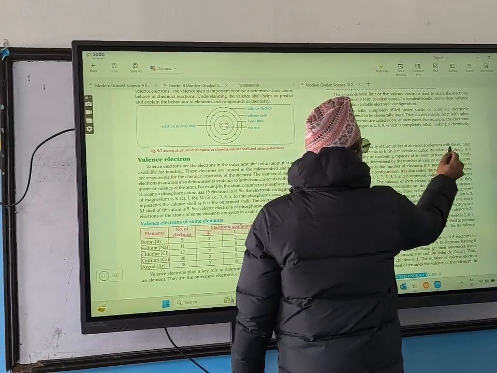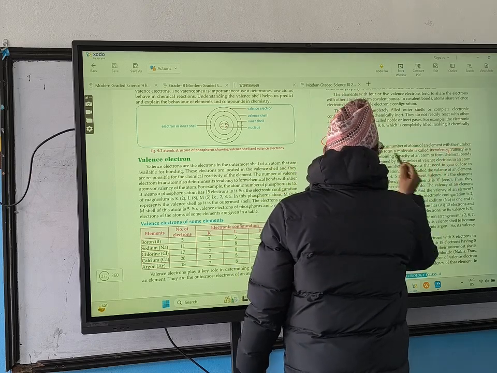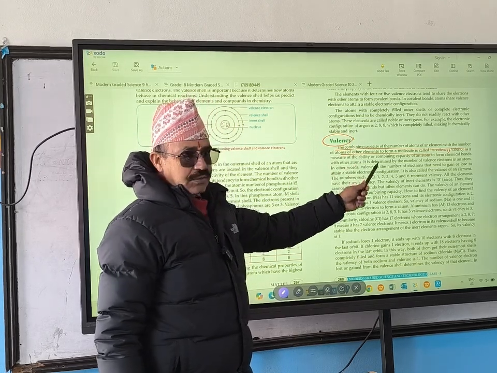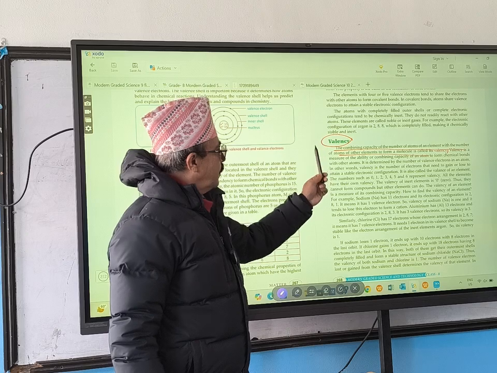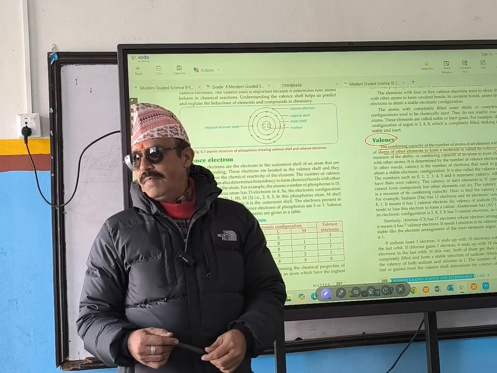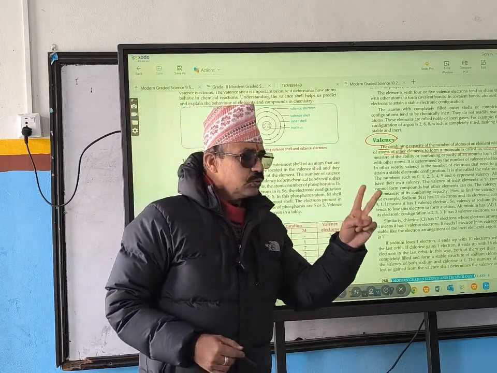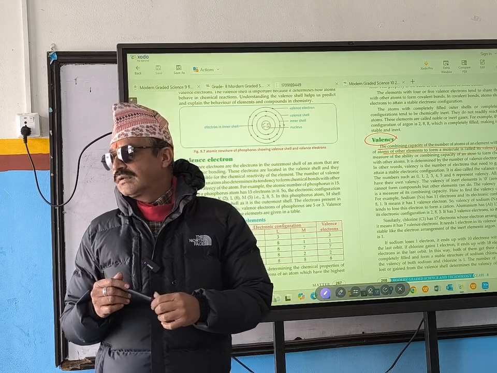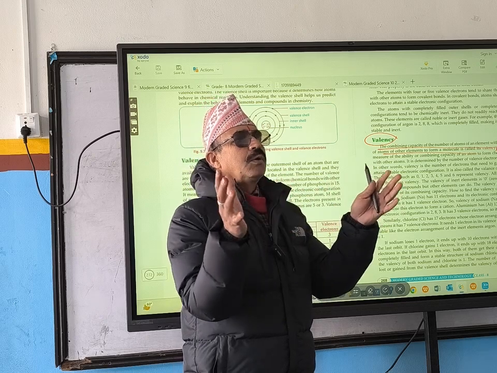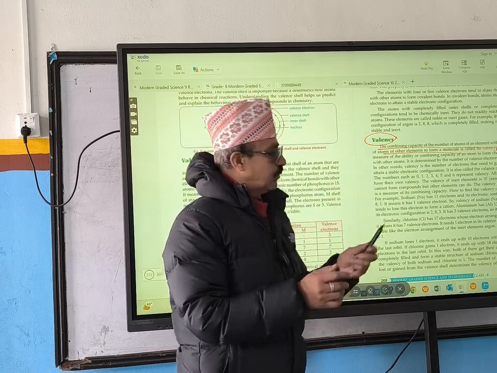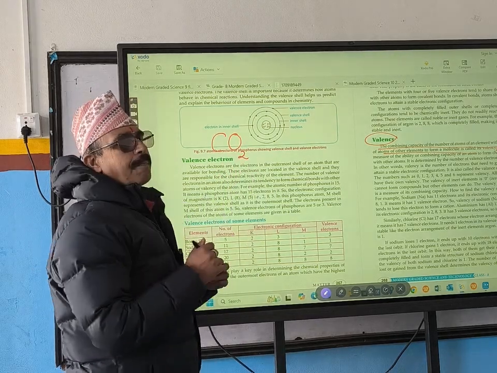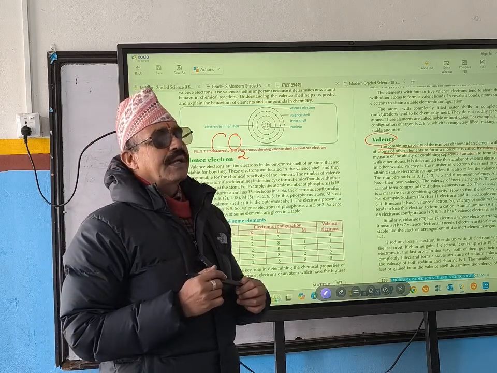Valency. Here is the definition of valency. Children, look what I say here. The combining capacity of the number of atoms of an element with the number of atoms of other elements to form a molecule. Molecule contains two or more than two number of atoms, right? So how many atoms are combined to form molecule? That is the valency.